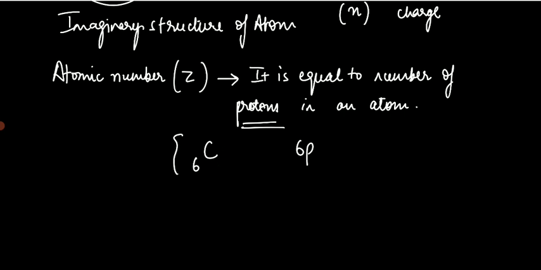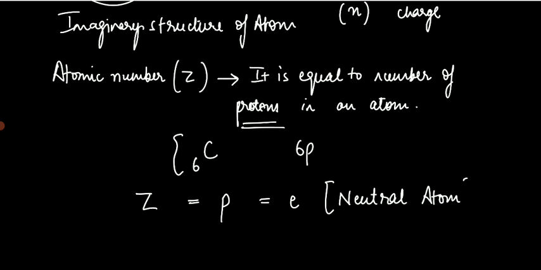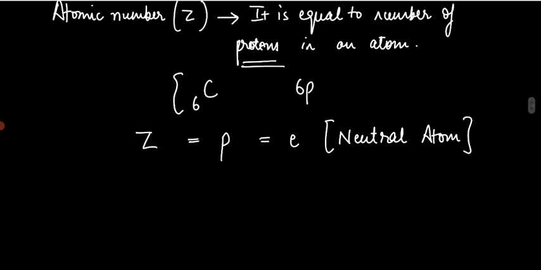So if Z is the atomic number, that is equal to the number of protons, and that number can be equal to the number of electrons, and this is what we call a neutral atom. So carbon has 6 protons as well as 6 electrons. We can take any other element also. We can take a metal in order to understand the next step.